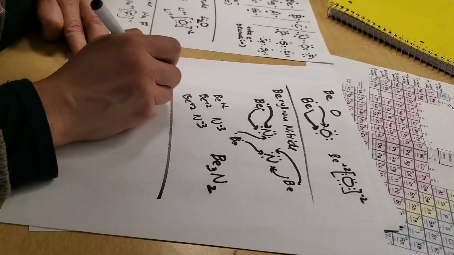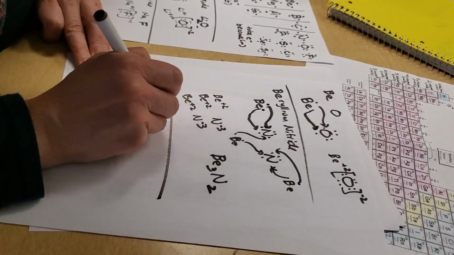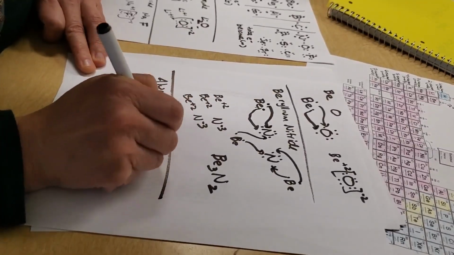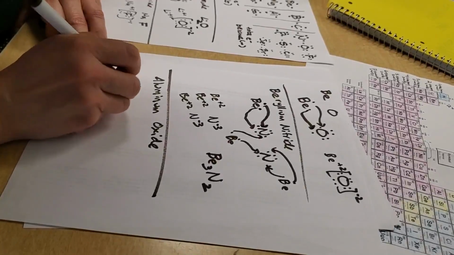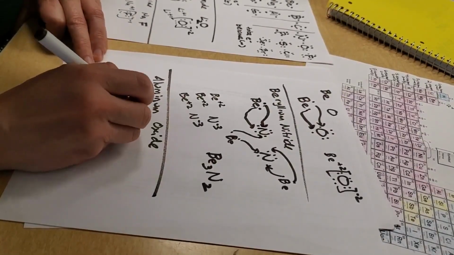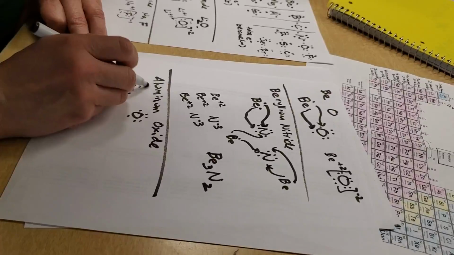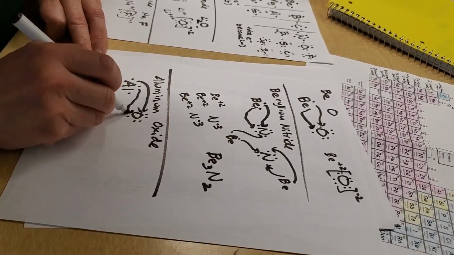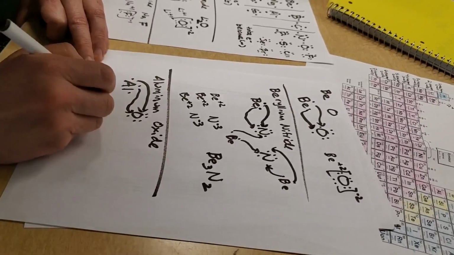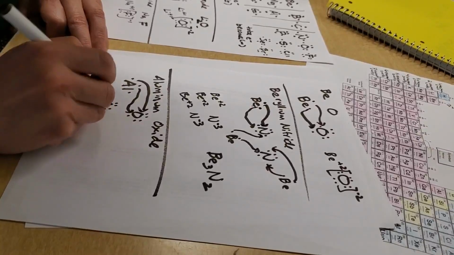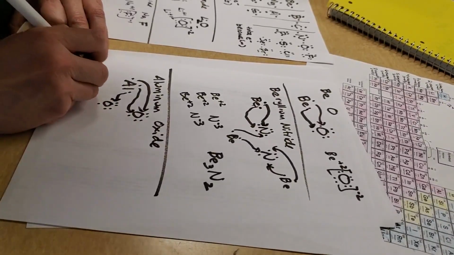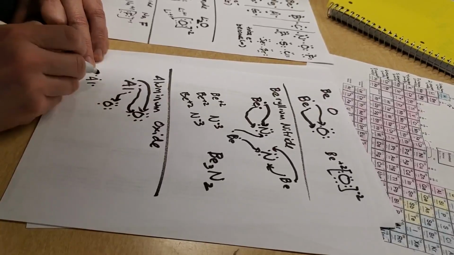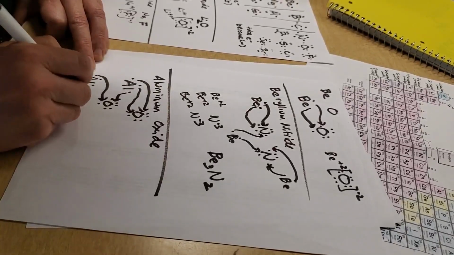Let's just try another one, aluminum oxide. Okay, so aluminum has 3 valence electrons, 1, 2, 3. Oxygen has 6, 1, 2, 3, 4, 5, 6. 1, 2. And I have an extra electron on the oxygen, so I need to add 1 more. Now I'm going to add another aluminum, 1, 2, 3, and 1 more oxygen.